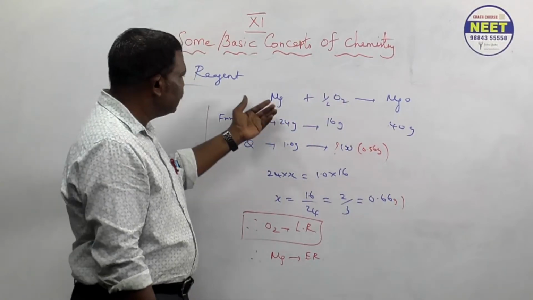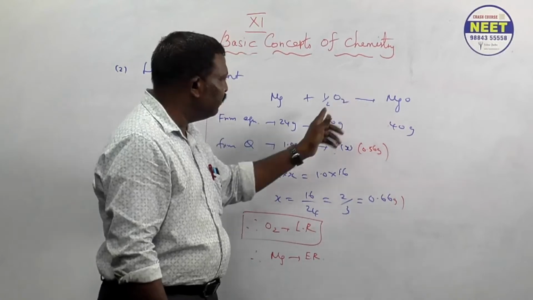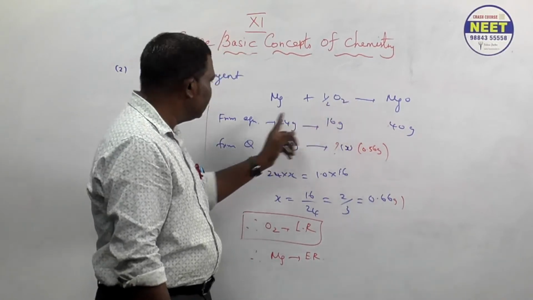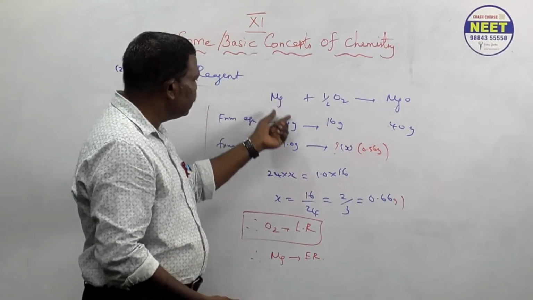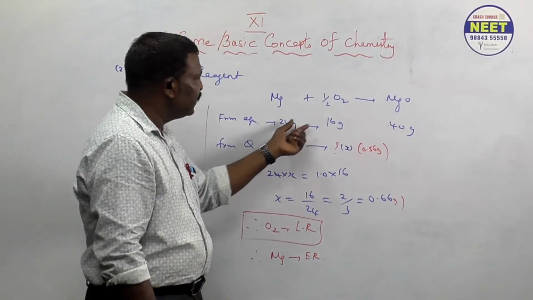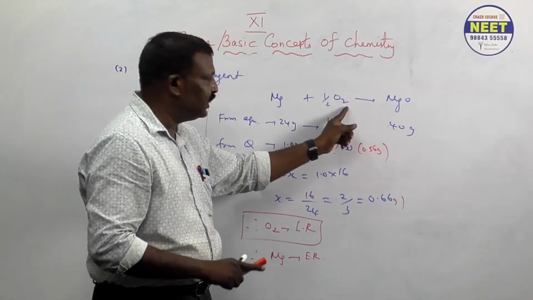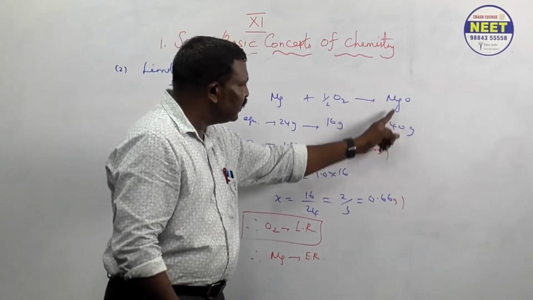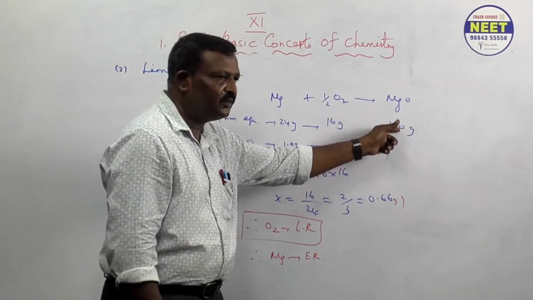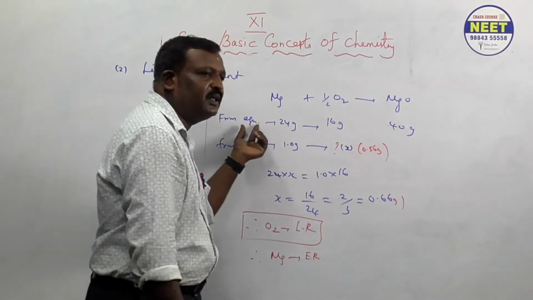The question is given: magnesium plus oxygen gives MgO. I balance the equation. From the equation, what information are we getting? Magnesium atomic mass is 24. O2 is half into 2, that is 1, so 1 oxygen atomic mass is 16 gram. Then 24 plus 16 we get 40. We get this information from the equation.